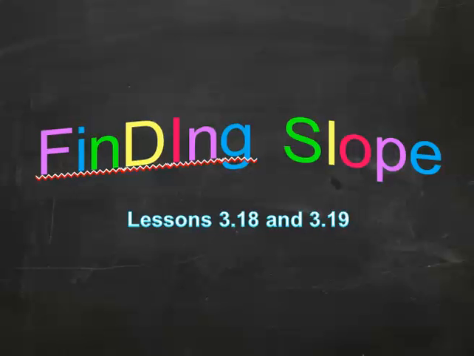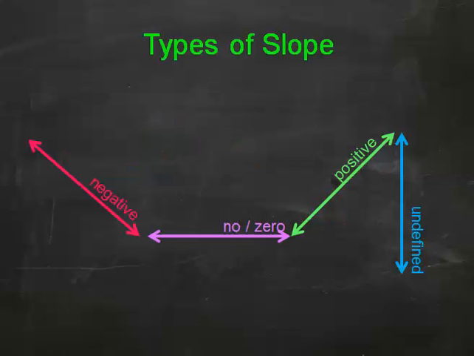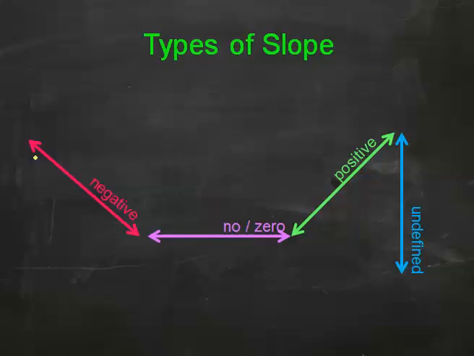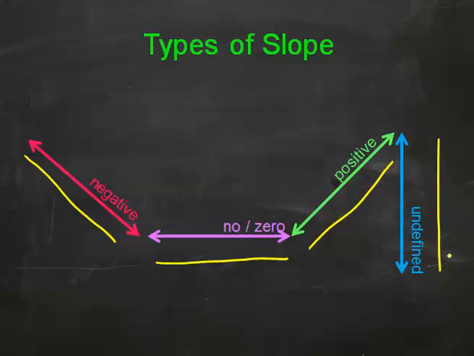Hey guys, today we're going to talk about finding slope, and this goes with lessons 3.18 and 3.19. Just a little review as we get started. Remember that if a line is going in the downward direction from left to right, it has a slope that's negative. If it's a horizontal line, it has no slope, or the slope is 0. If it's going in the upward direction, it's climbing, then that means that it has a positive slope. And if it's vertically up and down, then that means that the slope is undefined.